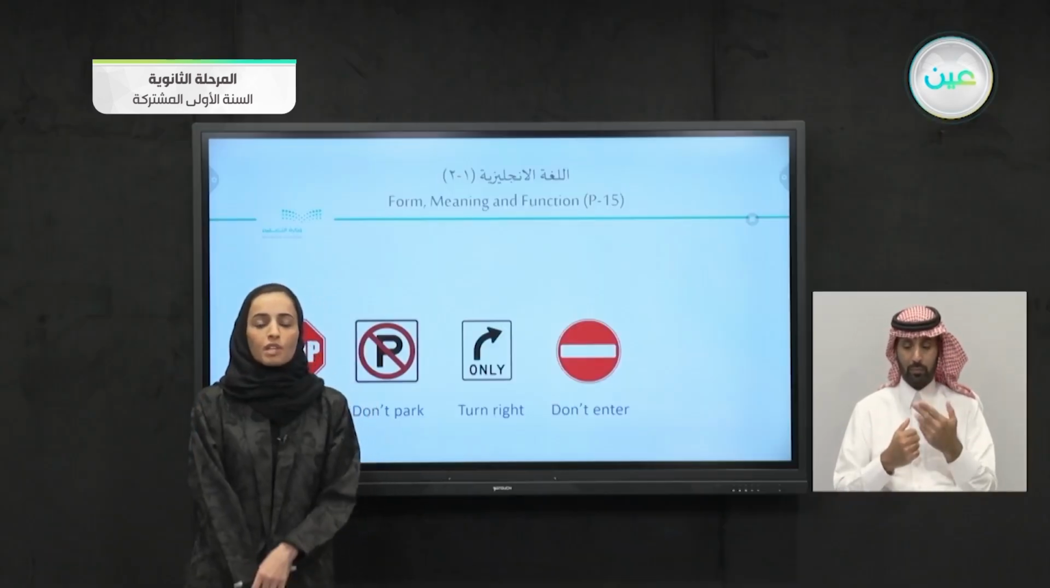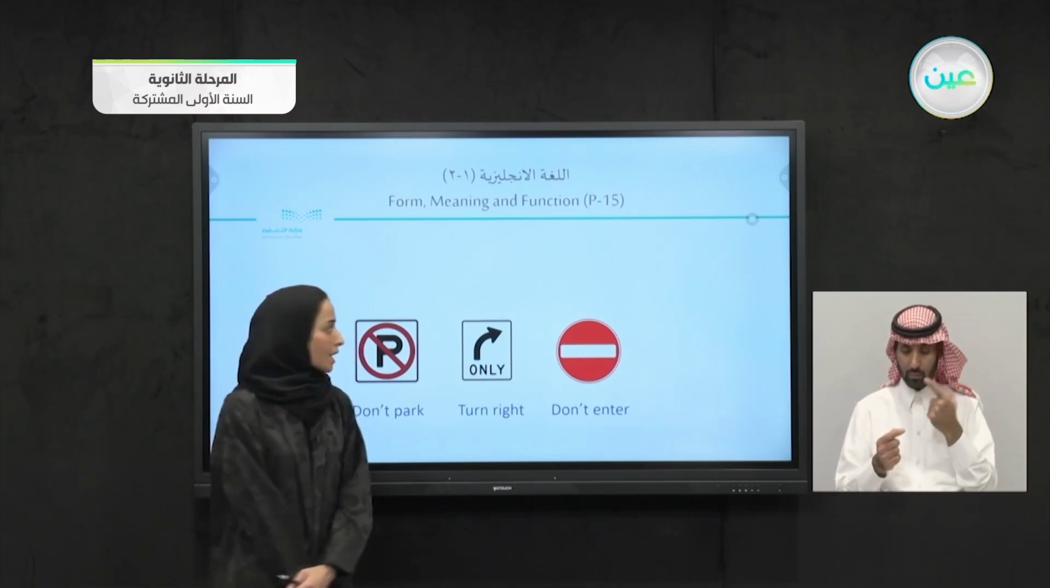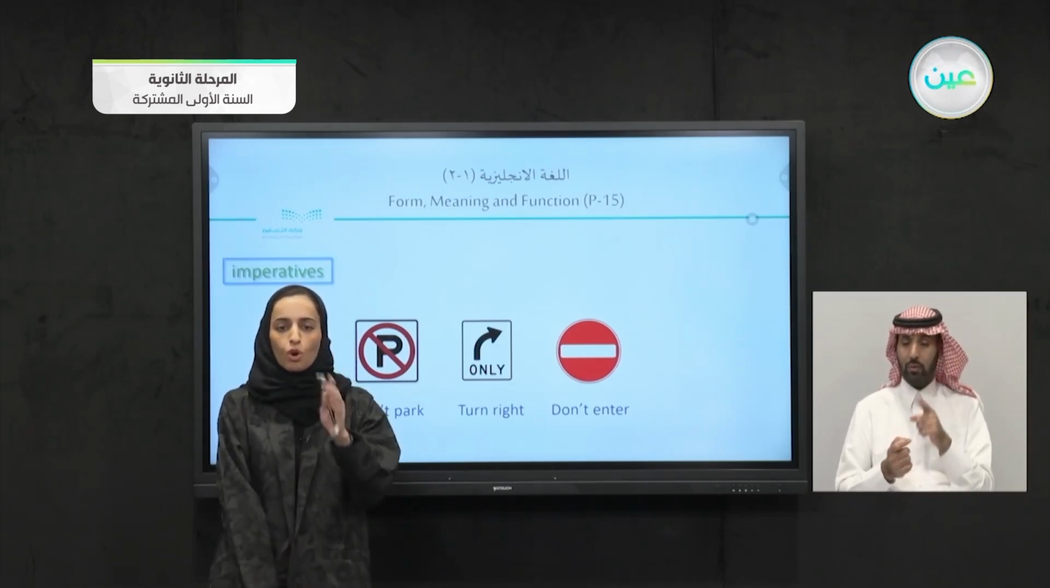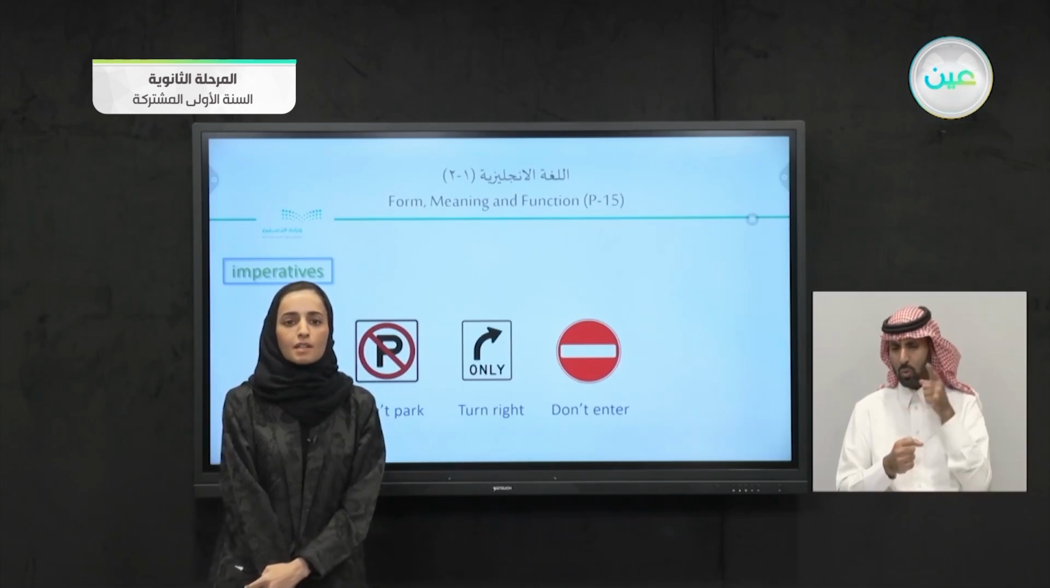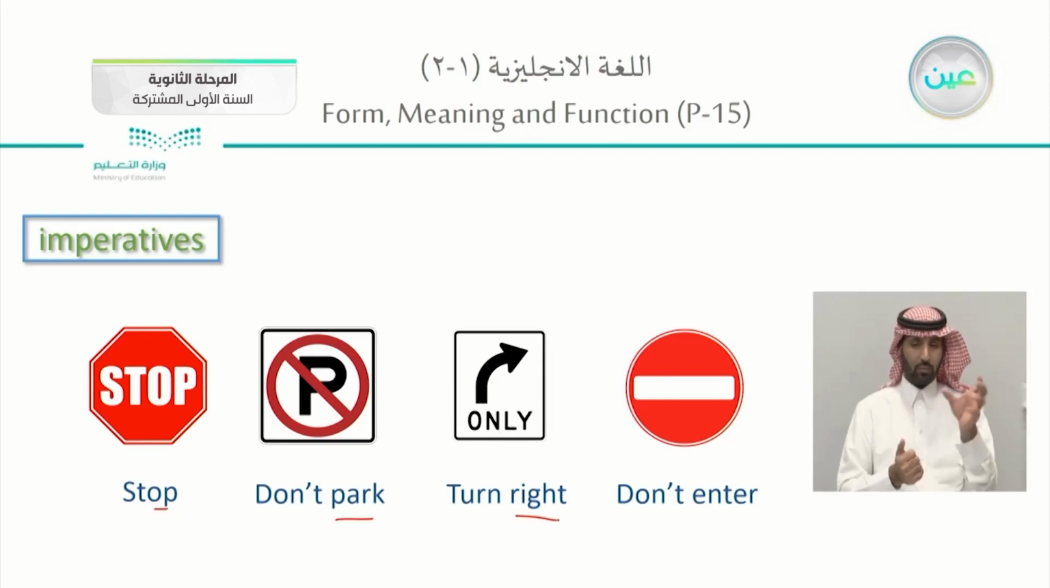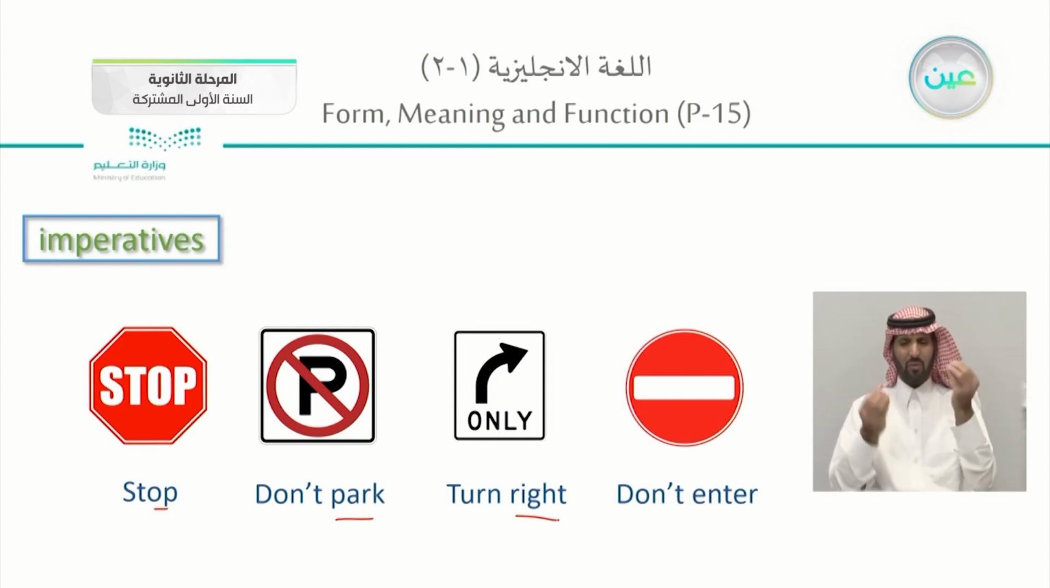What do you think about the form that we are using here? We are actually using the imperative. What do we mean by imperative? When I tell you do or don't do it. This is the idea of imperative. Have you noticed that in the imperative we are using stop, park, right, and enter? When we are using these, we are using only the base form of the verb, which is the present tense. Park, don't park, stop, don't stop. This is the idea of imperative, when I'm telling you do it or don't do it.